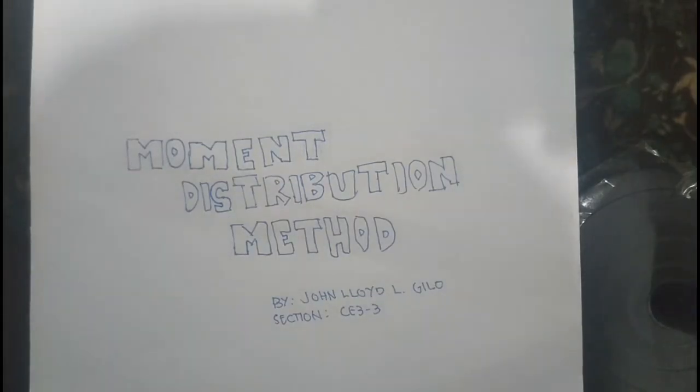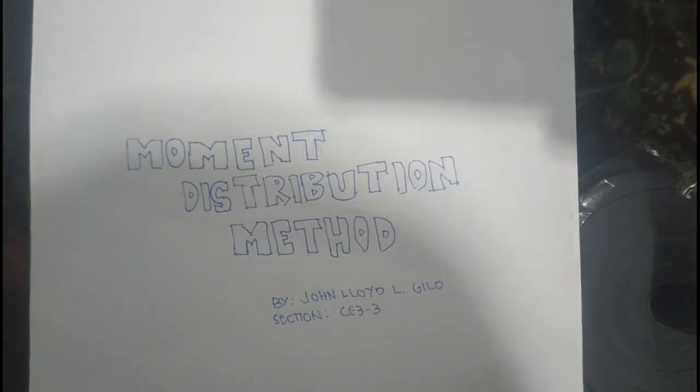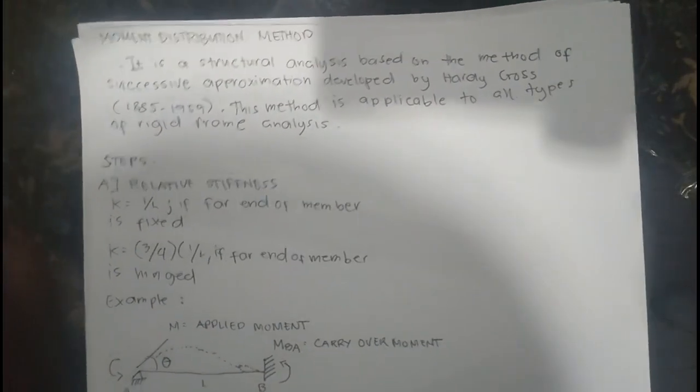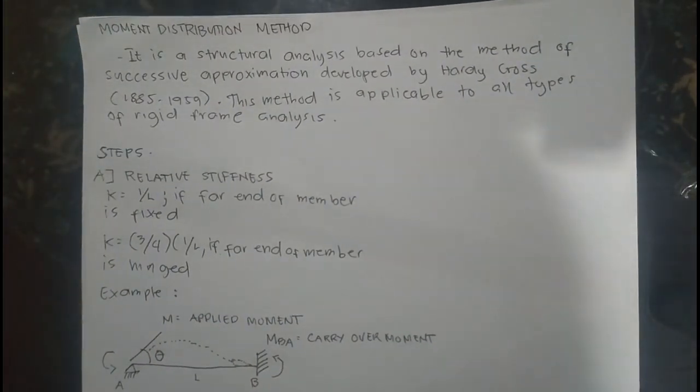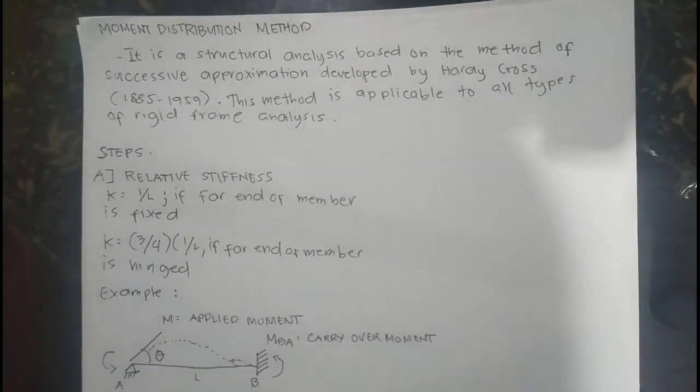Hello everyone, my name is John Lloyd L. Hilo. So today we will discuss the moment distribution method. The moment distribution method is a structural analysis based on the method of successive approximation, developed by Hardy Cross from 1885 to 1959. This method is applicable to all types of rigid frame analysis.